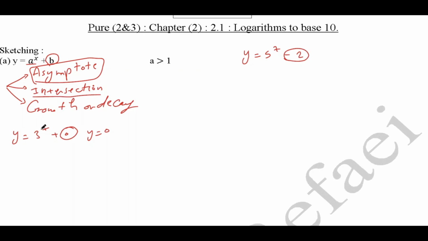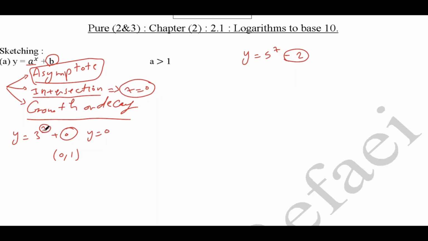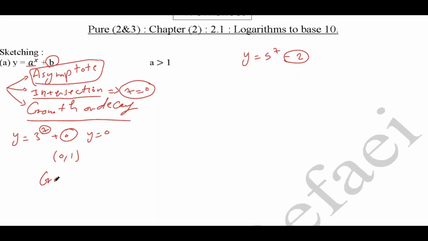Intersection point. The intersection point is when x equals 0. So I have to substitute x and make it equal to 0. 3 to the power 0 equals 1. So the intersection point happens when x equals 0 and y equals 1. Growth or decay, when I look at x, it has no negative sign. X having no negative sign, it will be growth.